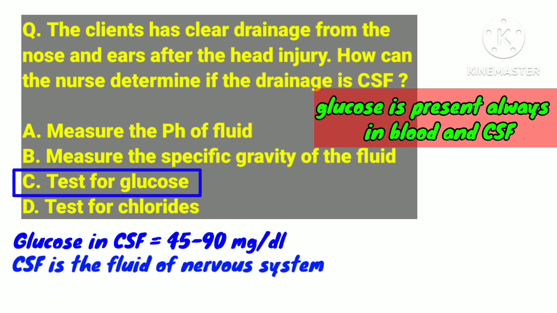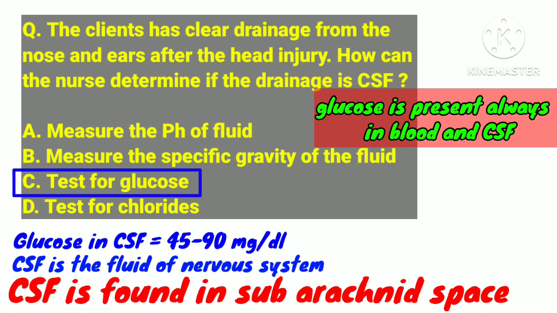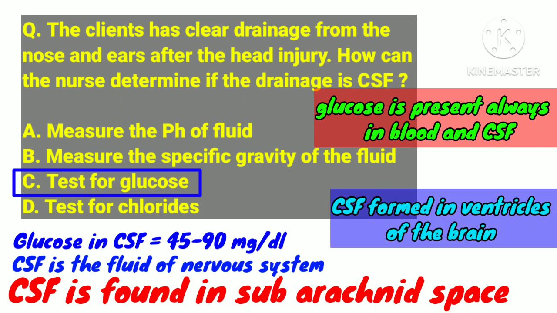CSF is the fluid of the central nervous system. It means CSF is a part of the brain and spinal cord and it protects the brain and spinal cord. There are three layers surrounding the brain and spinal cord. From inner to outer, these are pia mater, arachnoid and dura mater. There is a subarachnoid space between the pia mater and arachnoid layer, and CSF is found in this space, which is formed in the ventricles in the brain.